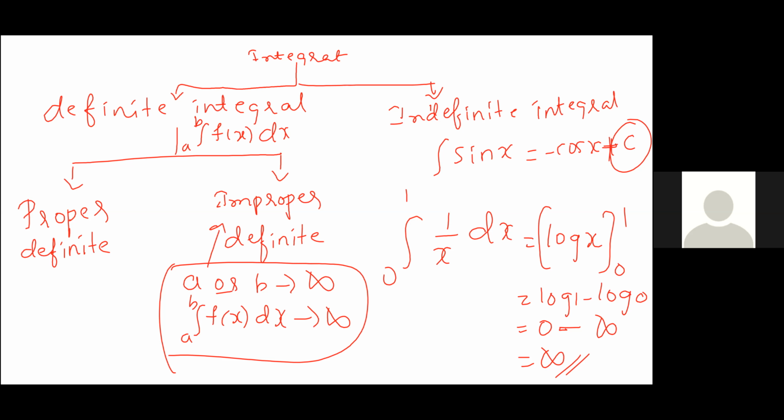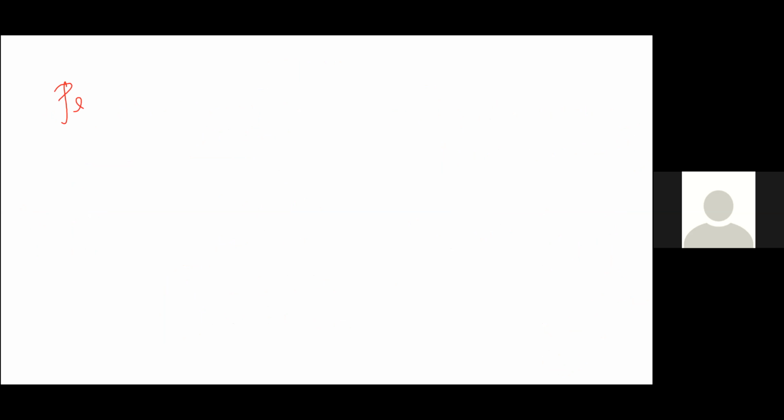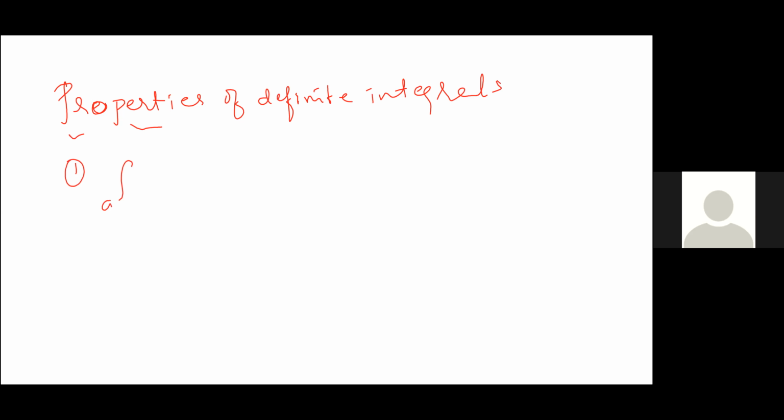So now, properties of definite integrals. First one is the integral over a to b of f of x dx. If you are changing the path of the integration, you have to multiply by a negative sign. It will become minus the integral from b to a of f of x dx.